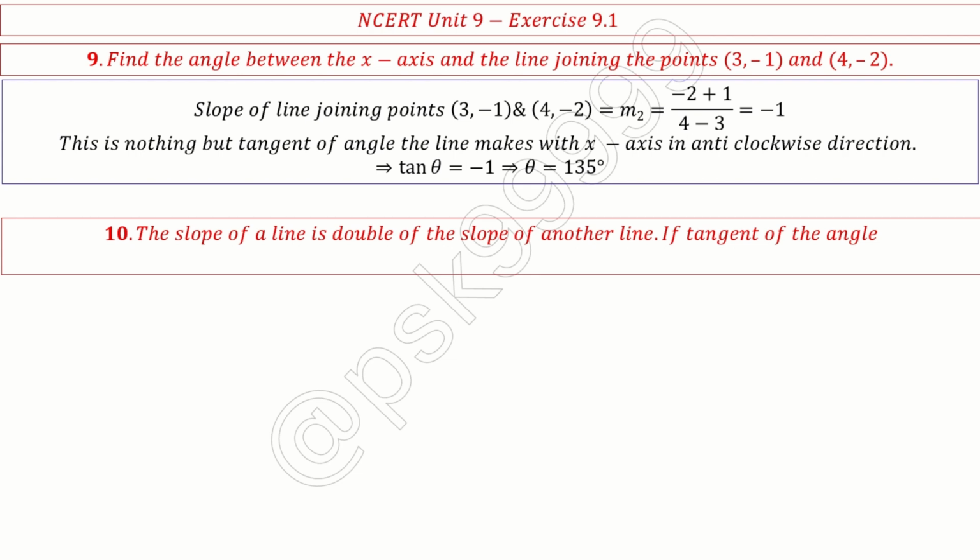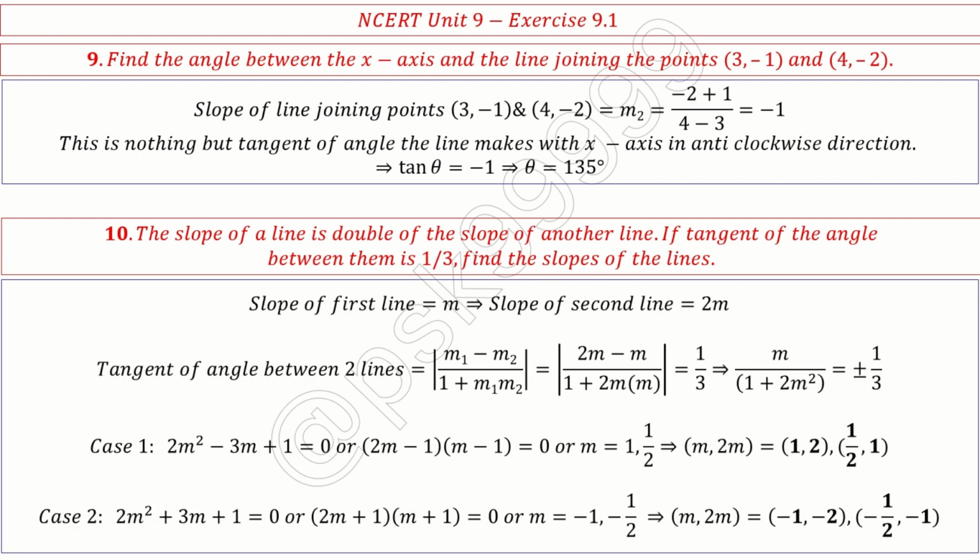The slope of a line is double the slope of another line. If the tangent of the angle between them is 1 by 3, what is the slope of the lines? Okay, so this is good. The slope of the first line is m, the second line is 2m. Now the tangent of the angle between the two lines is the absolute value of (m1 minus m2) divided by (1 plus m1 m2). Here it is 2m and m, so (2m minus m) divided by (1 plus 2m times m), which is 1 by 3. So m divided by (1 plus 2m squared) equals plus or minus 1 by 3.